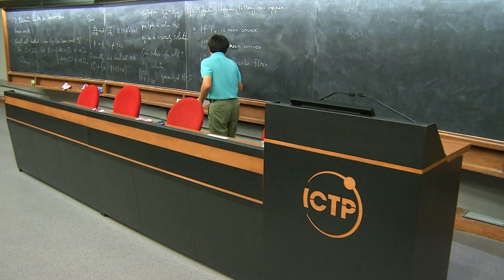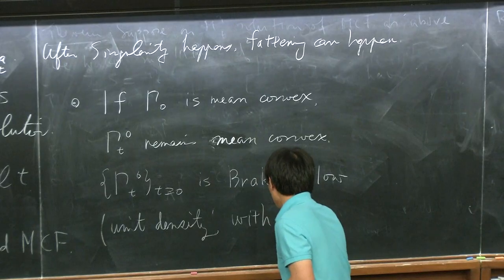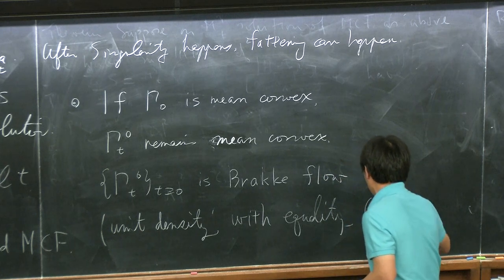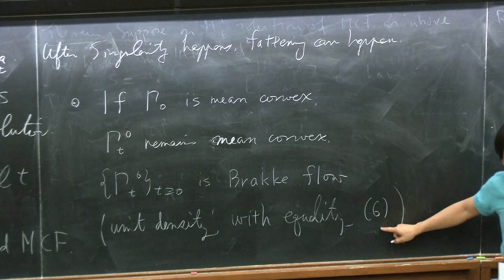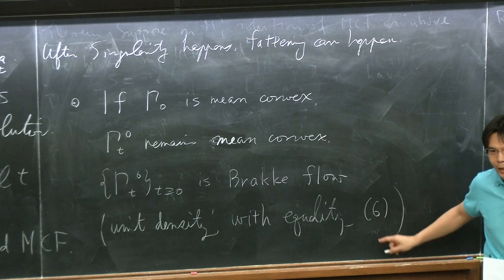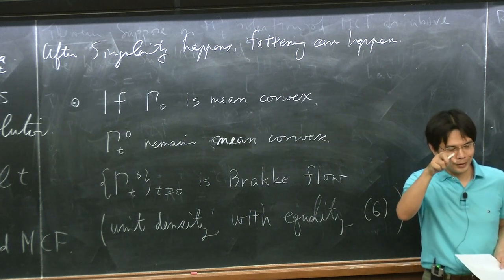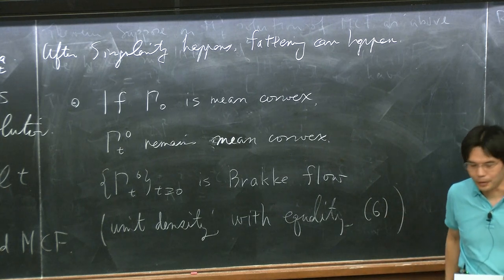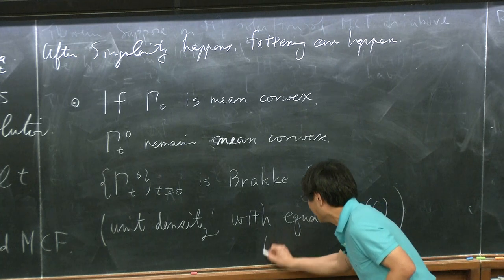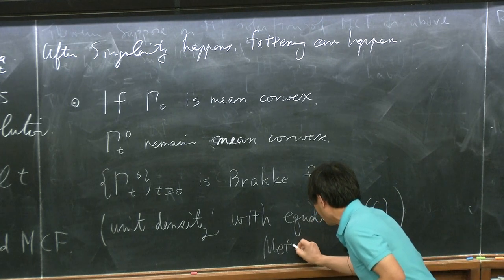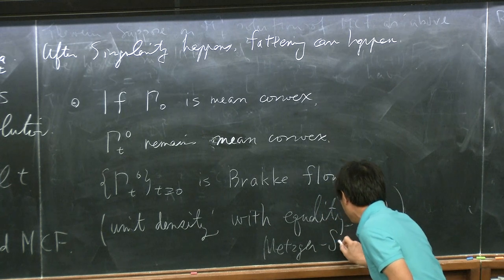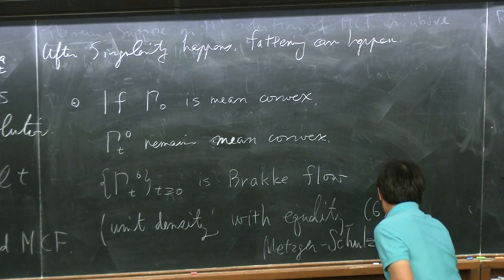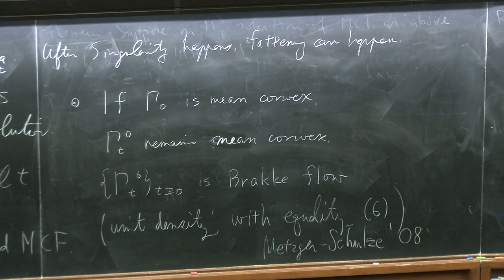And let's see, with equality, in fact, with equality in equation 6, that is the one that appeared in the definition. Okay, that is, Brakke's formulation was an inequality. But for the mean convex case, it's actually equality, even. And this is a work by Metzger, Schulze in '08, I think. Yeah. Okay, so that's known.